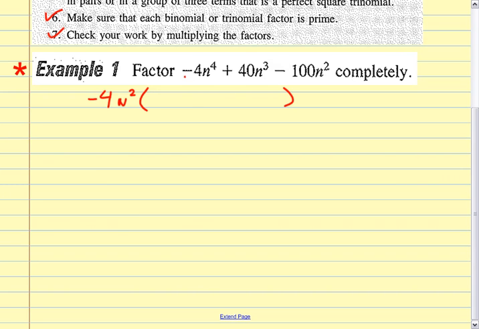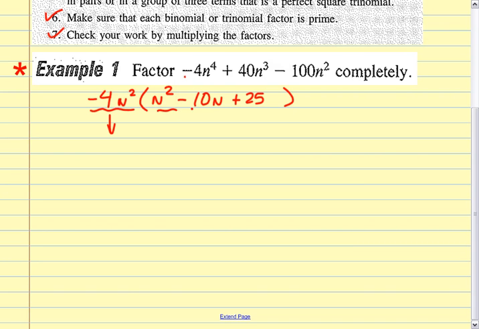Now I need to see what do I have left inside here. Negative 4n squared times n squared gives me negative 4 n to the 4th. Negative 4n squared times negative 10n gives me positive 40n cubed. Okay? Negative 4n squared times positive 25 gives me negative 100n squared. All right, so now I've taken out what goes into all of them. I'm done with this for now. I'm just going to be carrying it down.